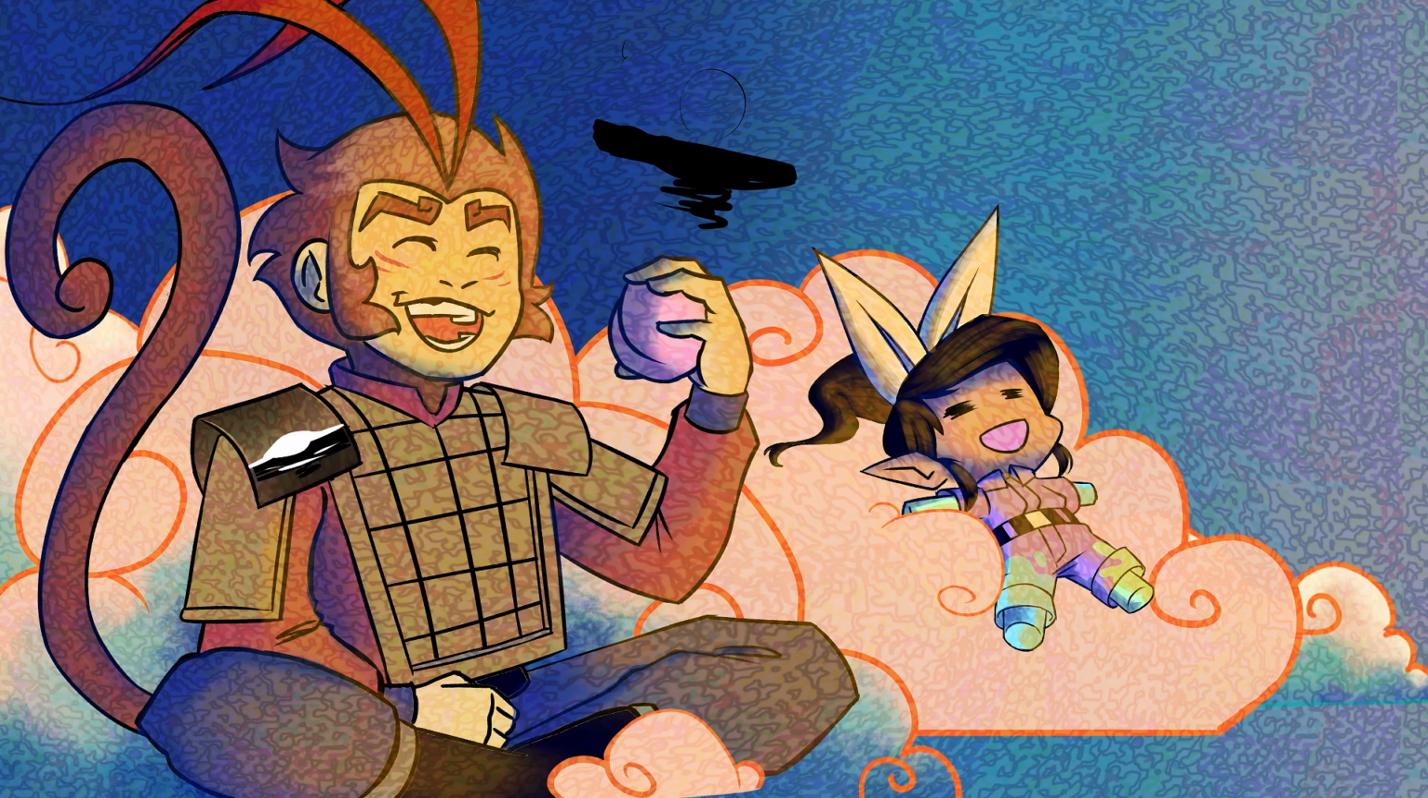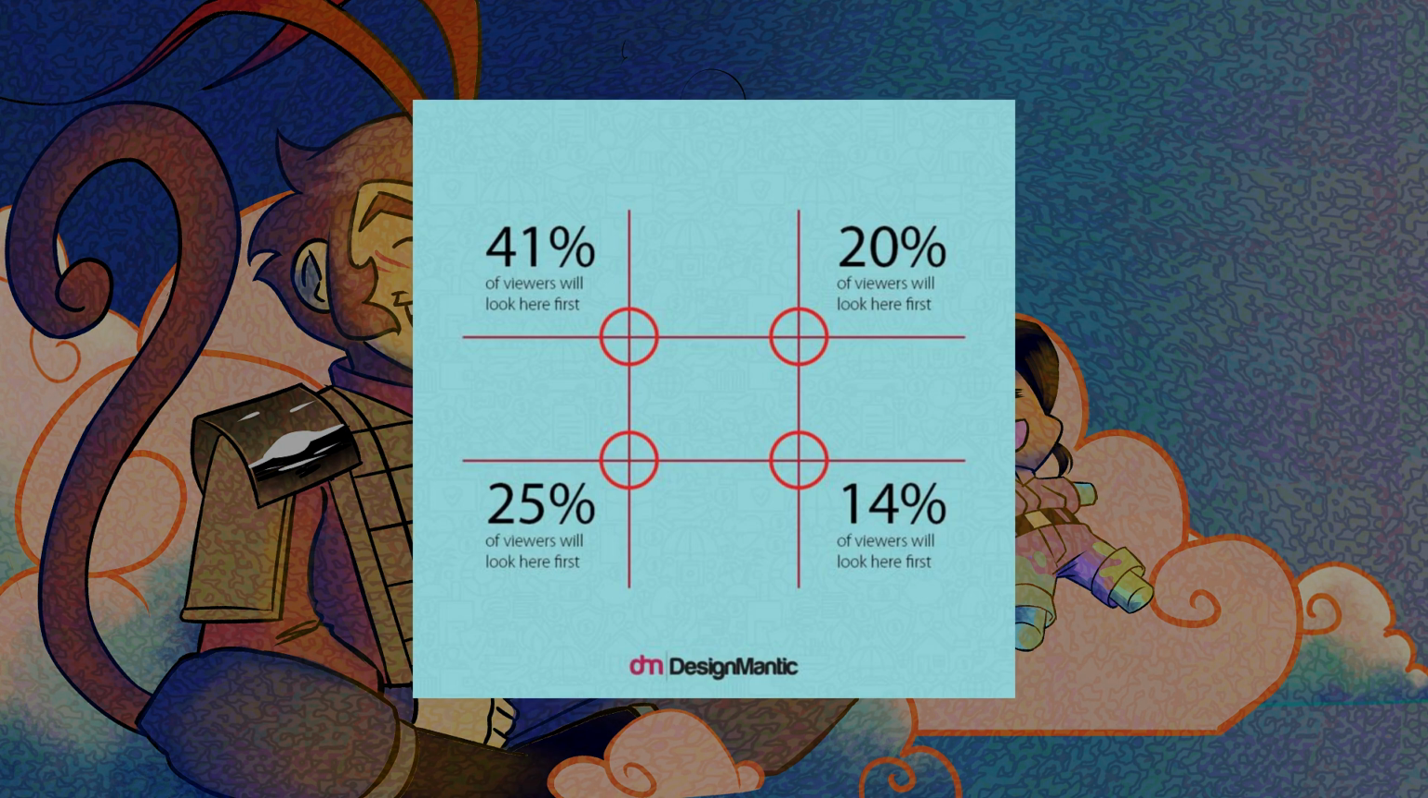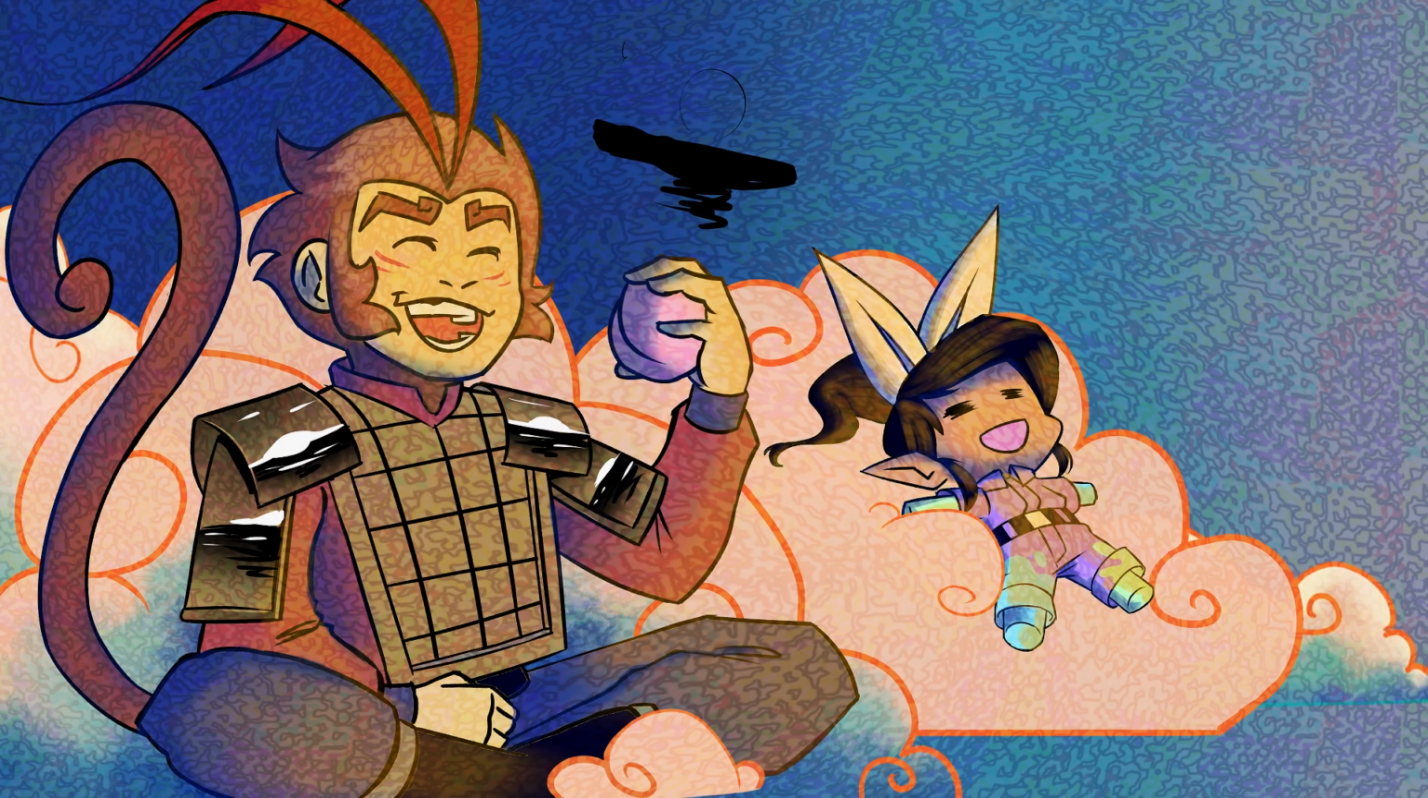And then another thing I have going on is the rule of thirds. It's basically when you split a picture or a canvas into 3x3, so 9 squares. Then you have your focal points, and the one in the top left is the one that most people pay attention to first, and that's why Wukong's face is in the top left, just to make sure that everybody sees his face first.